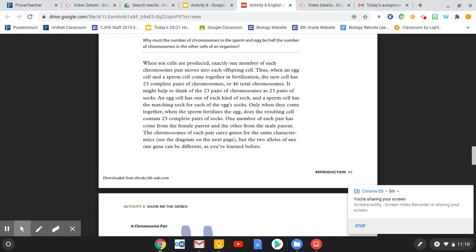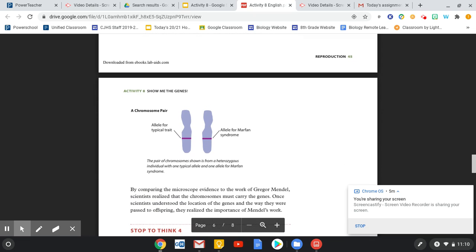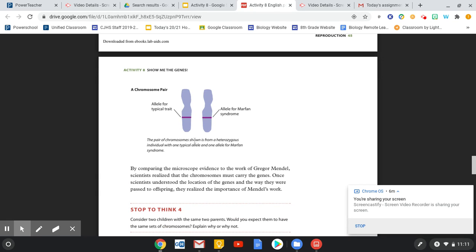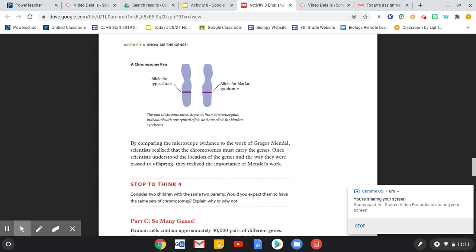See the diagram on the next page, but the two alleles of any one gene can be different. So remember the genes were these sections on the chromosomes, like I had 3 of them on the picture on the previous slide. The directions are for the same trait, but they might be slightly different. It might be a slightly different code. This set of instructions might say it's going to have orange as the resulting color, and this one, because of one little change in that gene, might say it's going to be a blue tail color. So the pair of chromosomes shown is from a heterozygous individual: one typical allele and one allele for Marfan syndrome. They're in the same spot where that gene occurs, but they're different varieties.